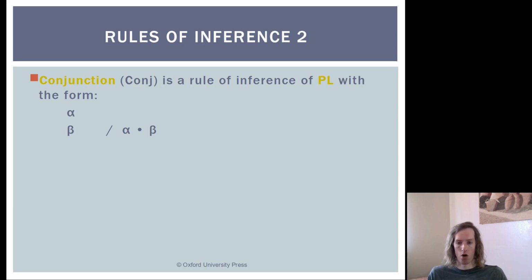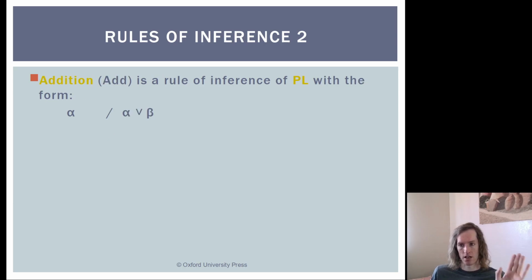applies to conjunctions. Hopefully the name should help you remember that when we want to take two things that we're already given and connect them using and, A and B, we want to say it's true that A and B. The rule that we apply in this case is called conjunction. Addition is something completely different.